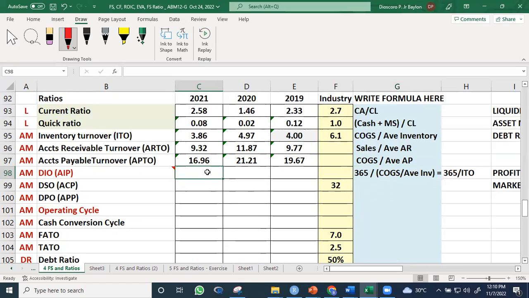All right, so we'll just use this is equal to 365, although it's not good to put an absolute number in a formula, divided by ITO there. And 94.52.